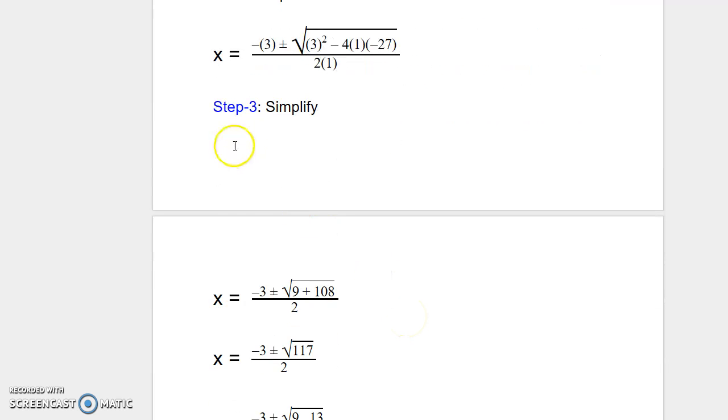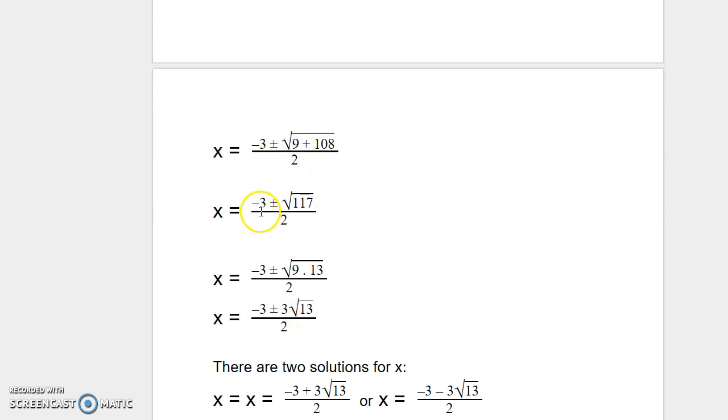Now we need to simplify. As step 3, we're going to simplify. Negative of 3 is negative 3 plus or minus 3 raised to the power of 2 is 9, and then we want to simplify negative 4 times 1 times negative 27. Negative times negative is a positive. 4 times 1 is 4. 4 times 27 is 108, divided by 2 times 1 is 2. Now let's simplify it some more. Negative 3 plus or minus the square root of 9 plus 108 is 117, the whole thing divided by 2. So now we can simplify it some more.